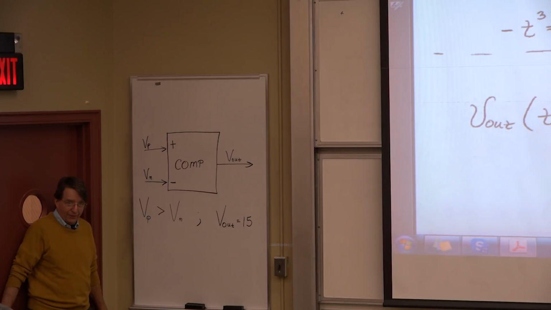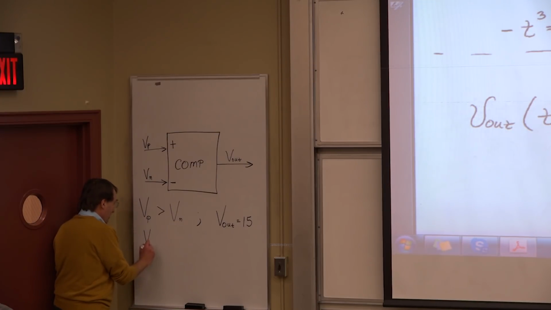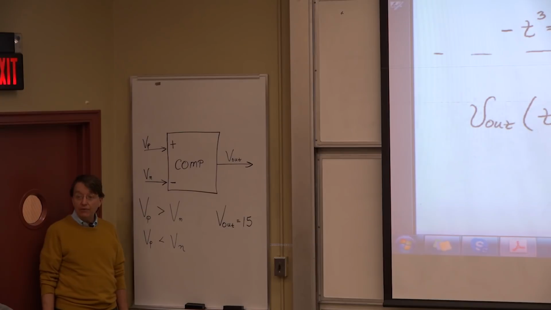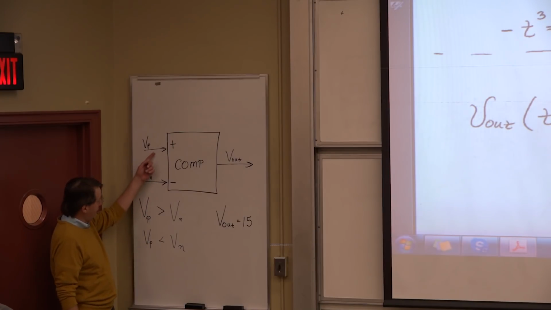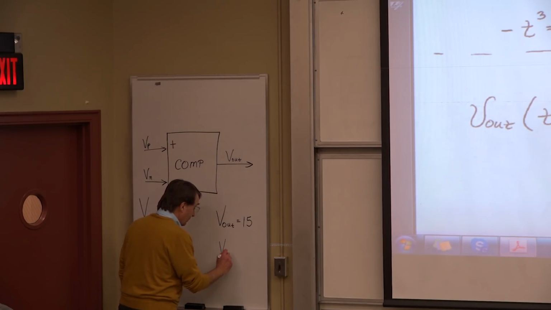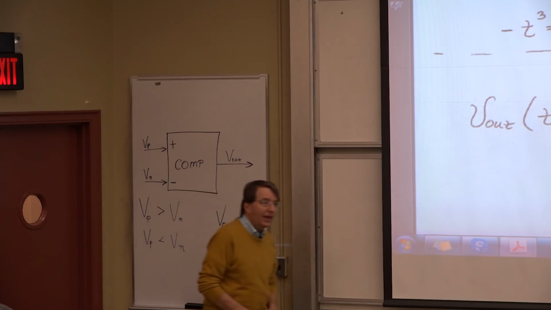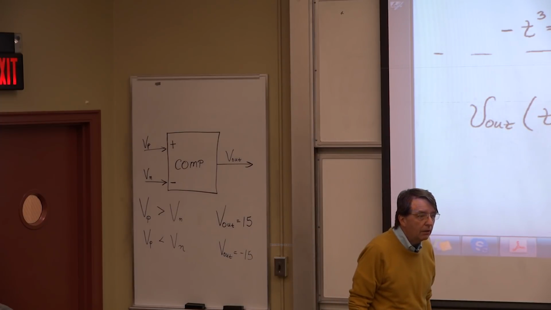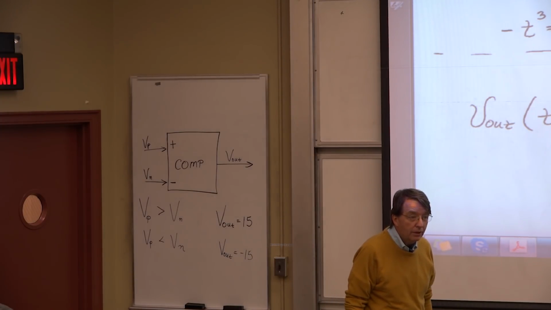Now, who can take it the other way? Help me out. V positive less than V negative. What happens here? You get a negative number, right? If V positive is less than V negative, V positive minus V negative is a negative number. A negative number times a huge gain, V out is minus 15. How am I doing? Mira, are we okay? Good. Bella, we're good?